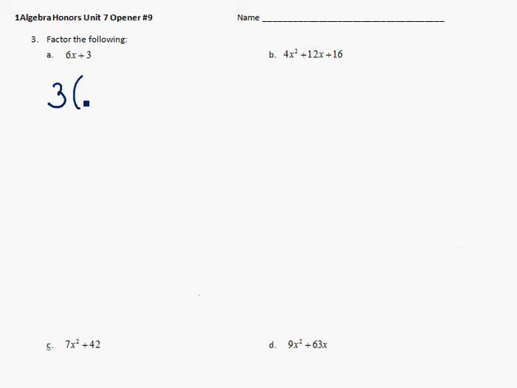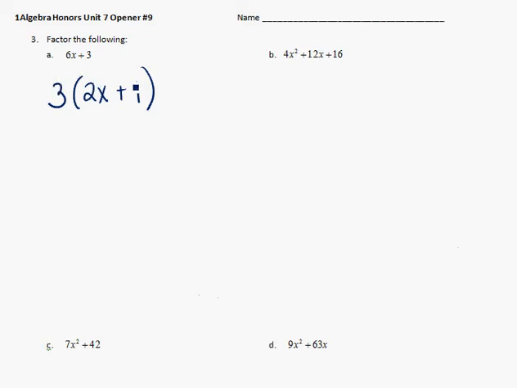So I need to think about what I could distribute the 3 to in order to get 6x. And that would be 2x, because 3 times 2x equals 6x. Plus, then I have to think about what I could distribute the 3 to get 3. Well, 3 times 1 is 3. And then you could always check and make sure that your factoring is correct by doing the distributive property and making sure that you do, in fact, end up with 6x plus 3, which we do.